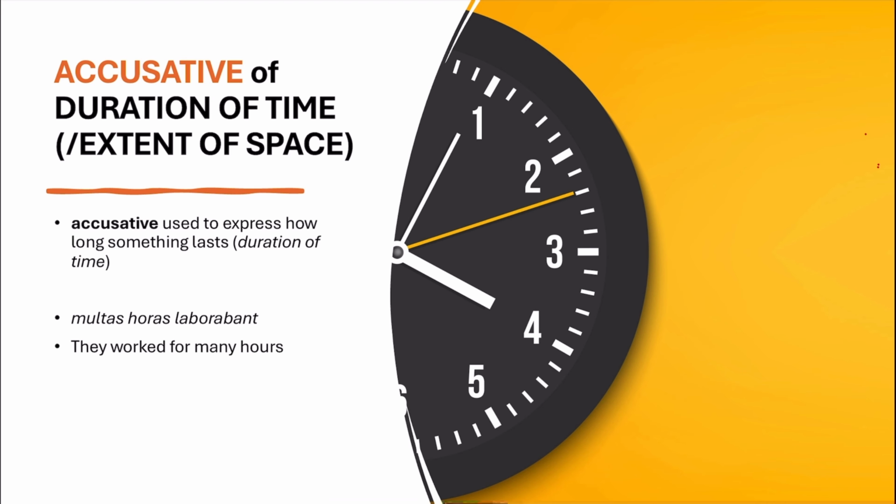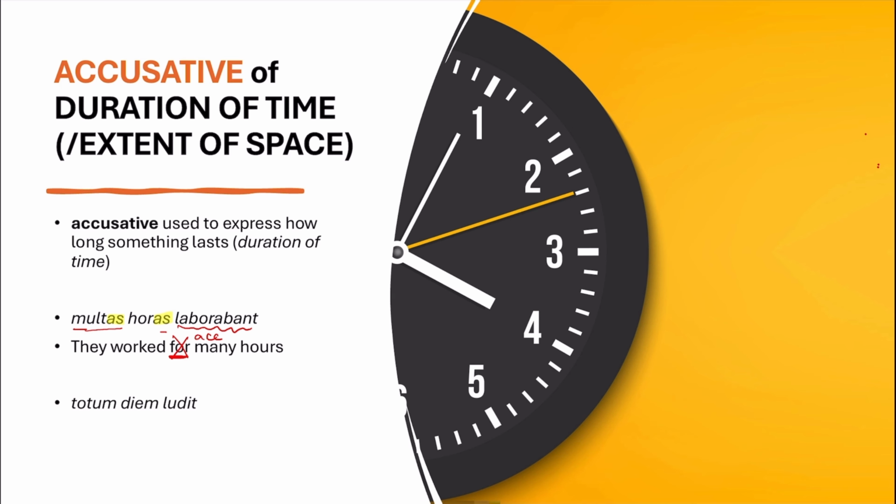So this means they worked for many hours. You can see they worked, or they were working, imperfect. And then multas horas, both have that accusative ending, accusative plural, multas horas, for many hours. So in the English, we have for, and in the Latin, you do not need it. It just goes into the accusative.